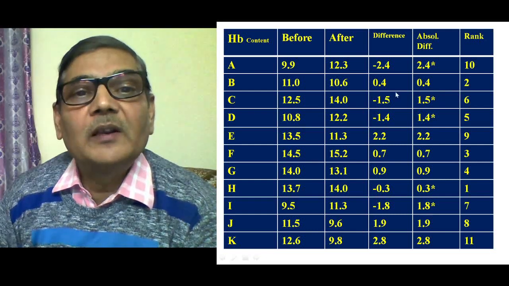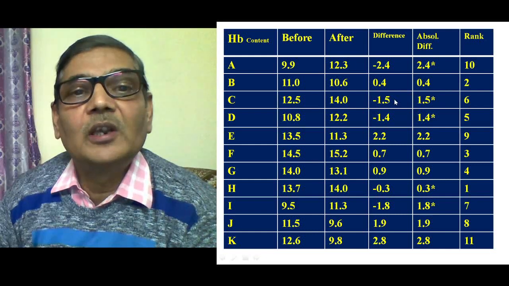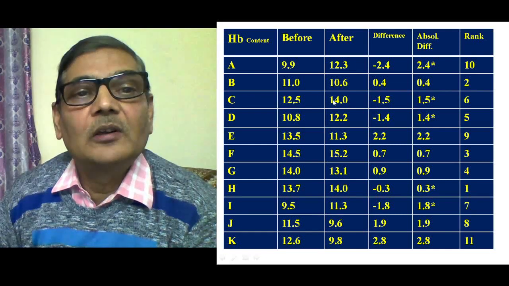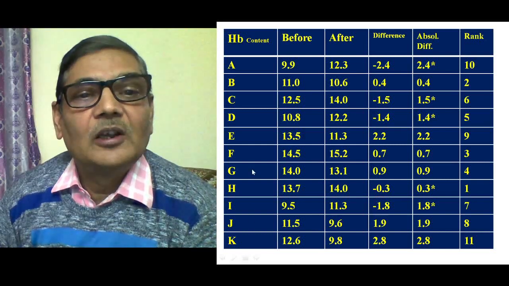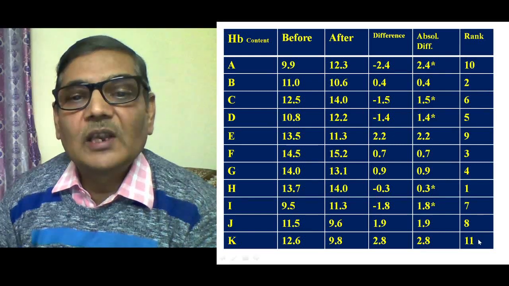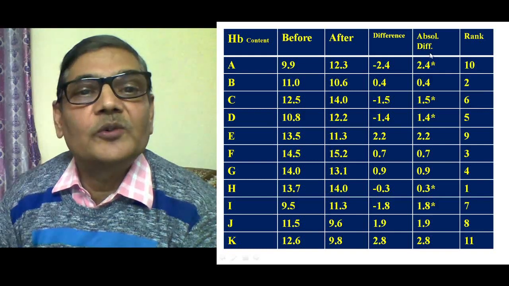And suppose there is any situation in which you get a difference value of 0, then that case will not be considered. So instead of n, which is 11 here, that will become 10. So in this case, we have assigned ranks to these values.